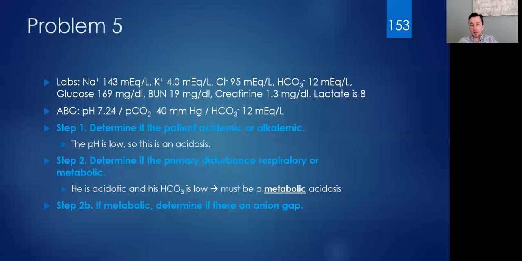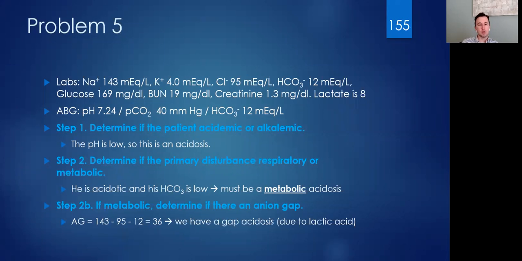And now that we know it's a metabolic acidosis, our next step is to determine whether or not there's an anion gap. So we calculate our anion gap, which is 143, our sodium, minus 95, our chloride, minus 12, our bicarb, which gives us a gap of 36, pretty high. So this is a positive gap acidosis. Now in our case, this is due to the lactate. If you go back and watch the first session, you can see how lactic acid can create a gap.